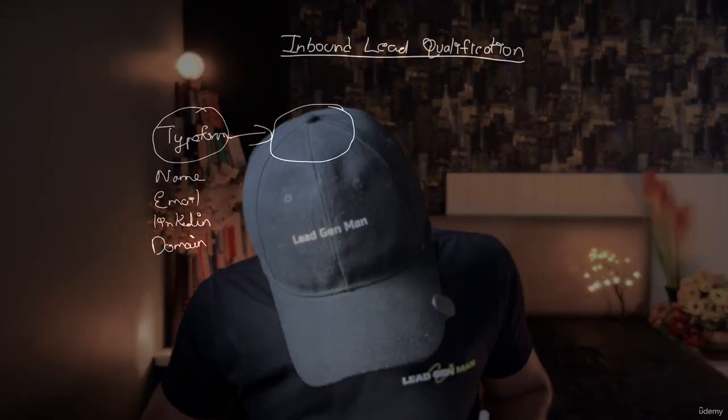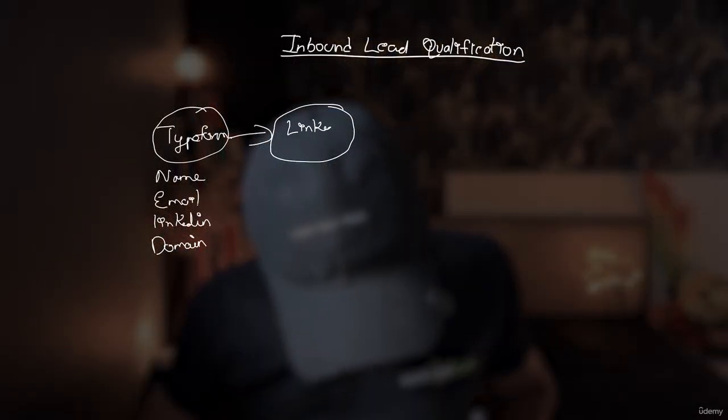Next, what we want to do is, first of all, enrich our inbound lead. There are basically two types of enrichment. First, personal level enrichment, and second is company level enrichment. So first of all, we will enrich our inbound lead on a personal level. That means enriching their LinkedIn profile.